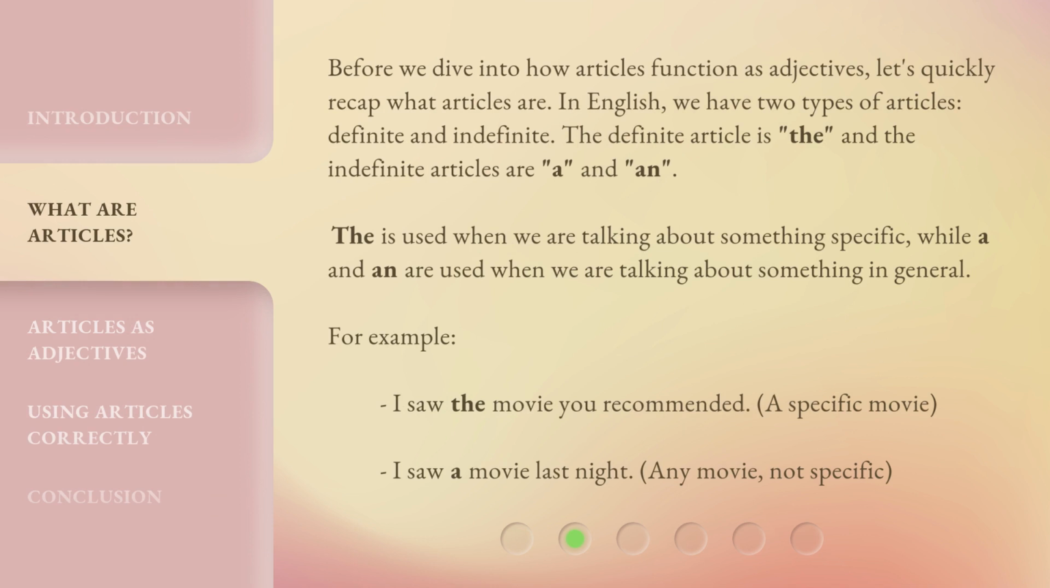Before we dive into how articles function as adjectives, let's quickly recap what articles are. In English, we have two types of articles: definite and indefinite. The definite article is "the," and the indefinite articles are "a" and "an." "The" is used when we are talking about something specific, while "a" and "an" are used when we are talking about something in general. For example, "I saw the movie you recommended." A specific movie. "I saw a movie last night." Any movie, not specific.